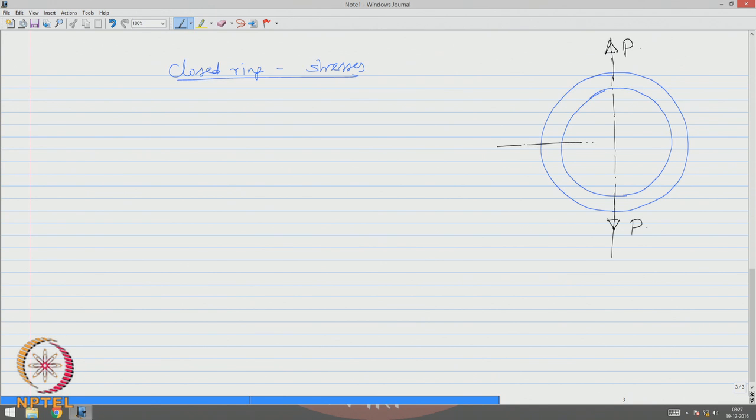Let us take a horizontal axis of symmetry AB and of course mark the centroidal axis of the cross section and mark these dimensions as RI, RO, and this becomes R of the centroid, which is usually called capital R. Once the ring is subjected to the force P, then let us try to draw the split part of the ring.